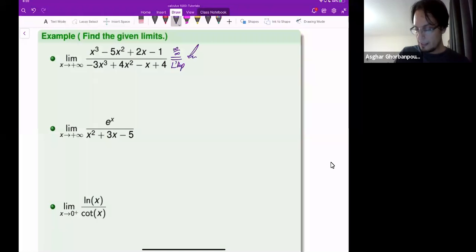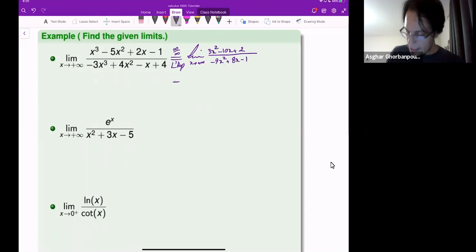So here, the limit as x goes to plus infinity, derivative of numerator 3x squared minus 10x plus 2, in the denominator minus 9x squared plus 8x minus 1. And again, you get infinity over infinity. You can use L'Hopital's rule. This is the limit as x goes to plus infinity of 6x minus 10 over minus 18x plus 8.